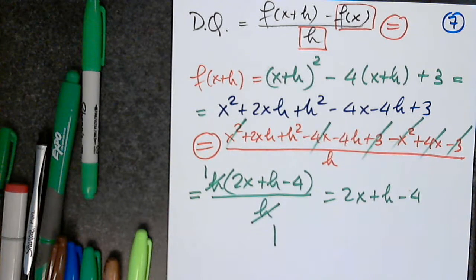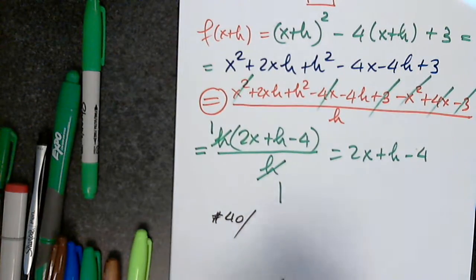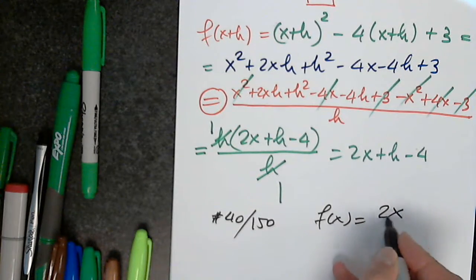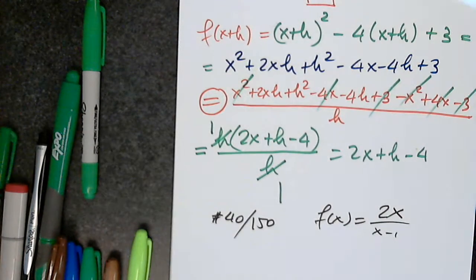Okay, next function, I would like to choose a function that is rational. Let's say problem 40 on page 150. And we have f of x equals 2x over x minus 1. 2 minutes. I want you to determine the difference quotient and simplify it. And I will take my attendance in the meantime.